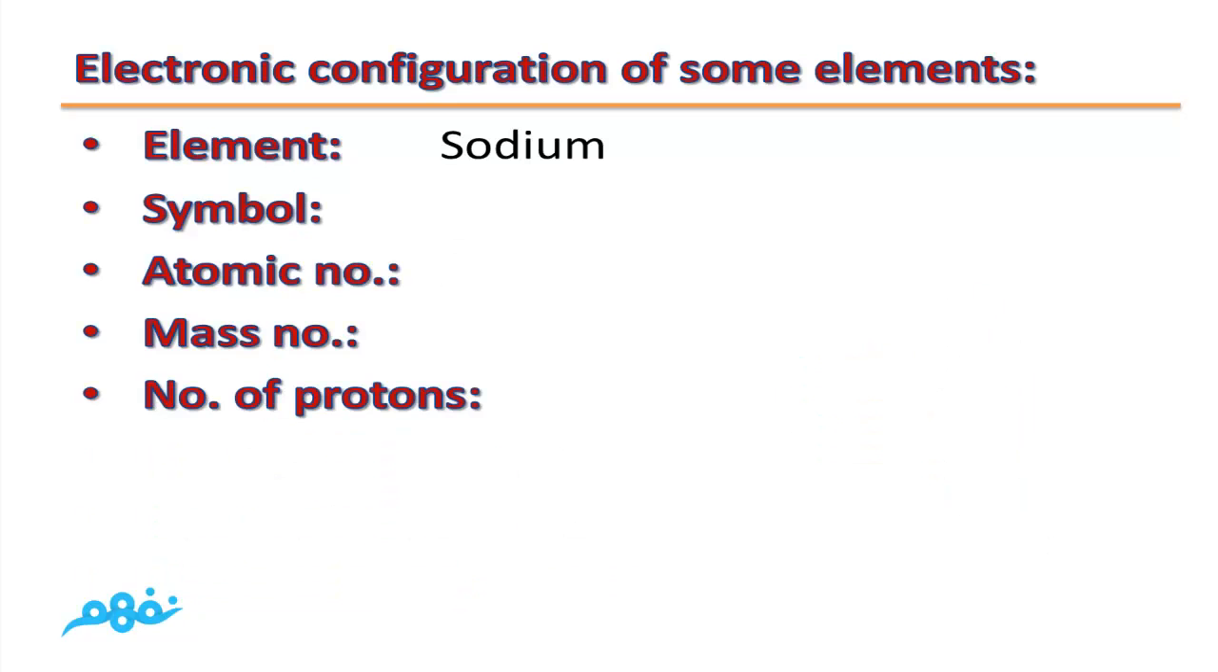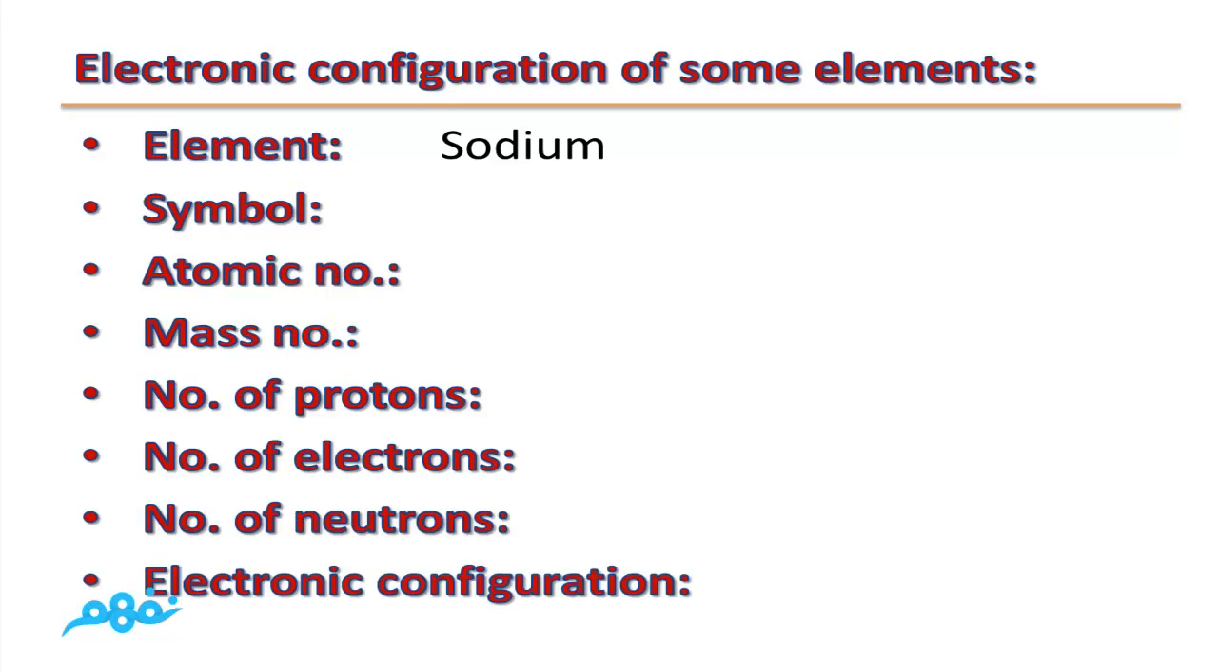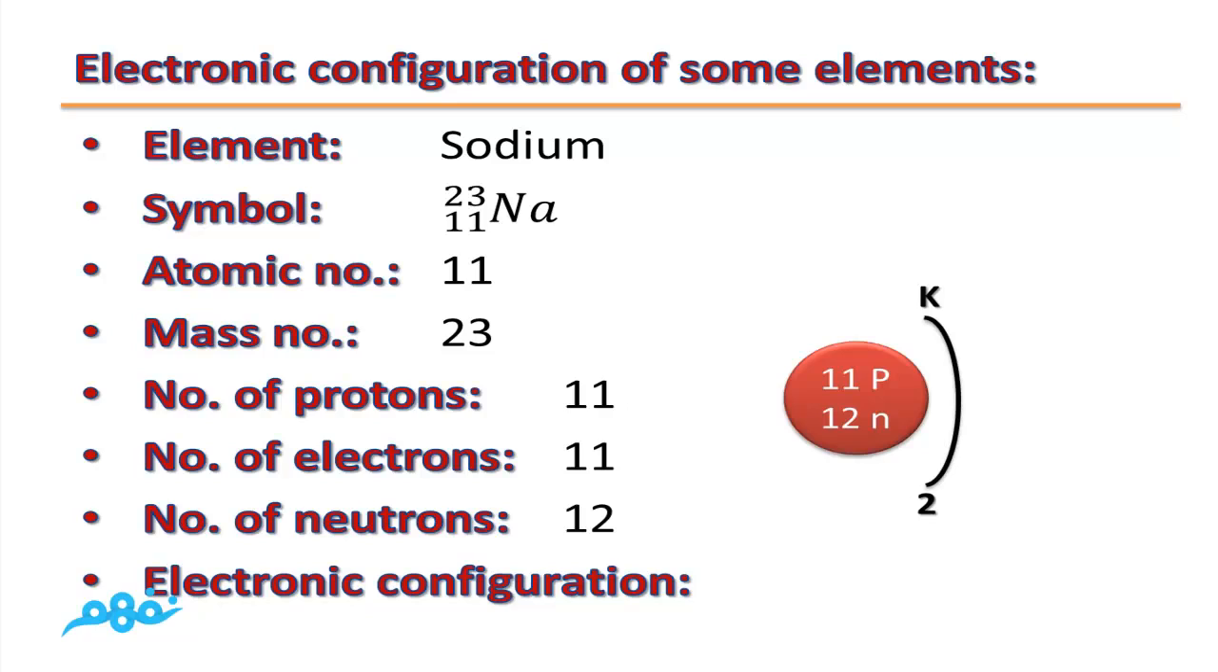The next element is sodium, and the symbol of sodium is taken from its Latin name. So the symbol of sodium is Na. Its atomic number is 11, mass number is 23, number of protons is equal to atomic number, equal 11, number of electrons equal to atomic number, equal to number of protons, equals 11, number of neutrons equals mass number minus atomic number, equal 12.